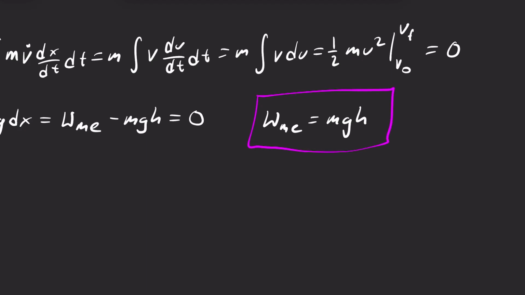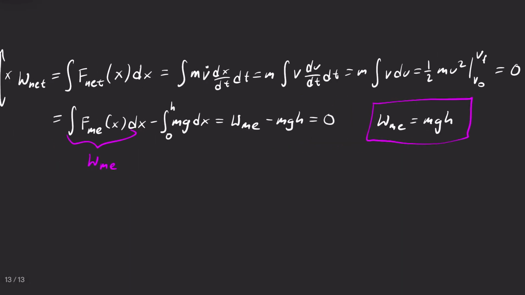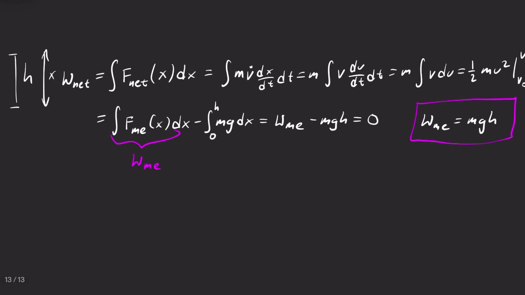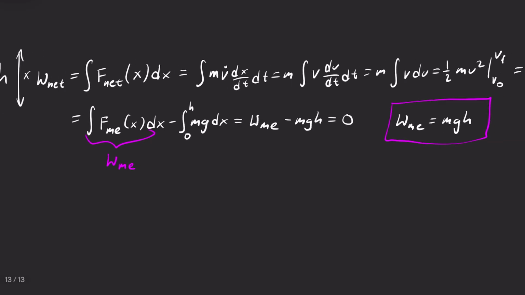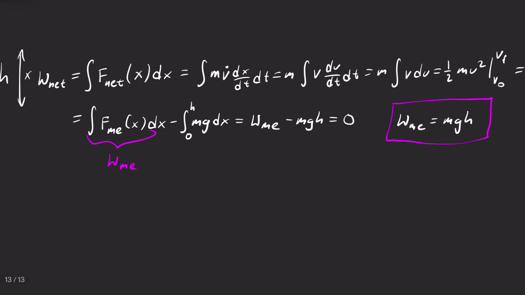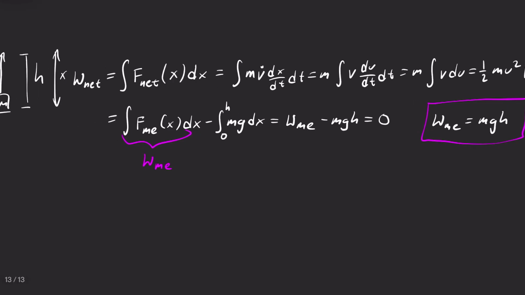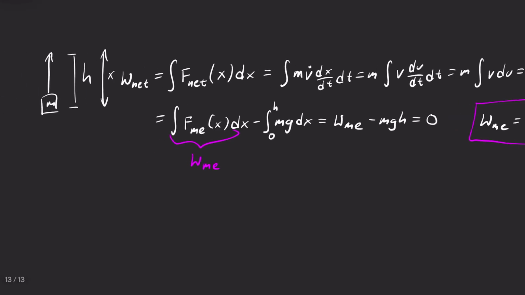So it's pretty nice. That's a way you can prove that the work you do when lifting a box is just mgh, no matter what kind of force you apply on it throughout the whole ascent. It doesn't matter. You'll end up with the same amount of work done. So I think that's pretty neat.